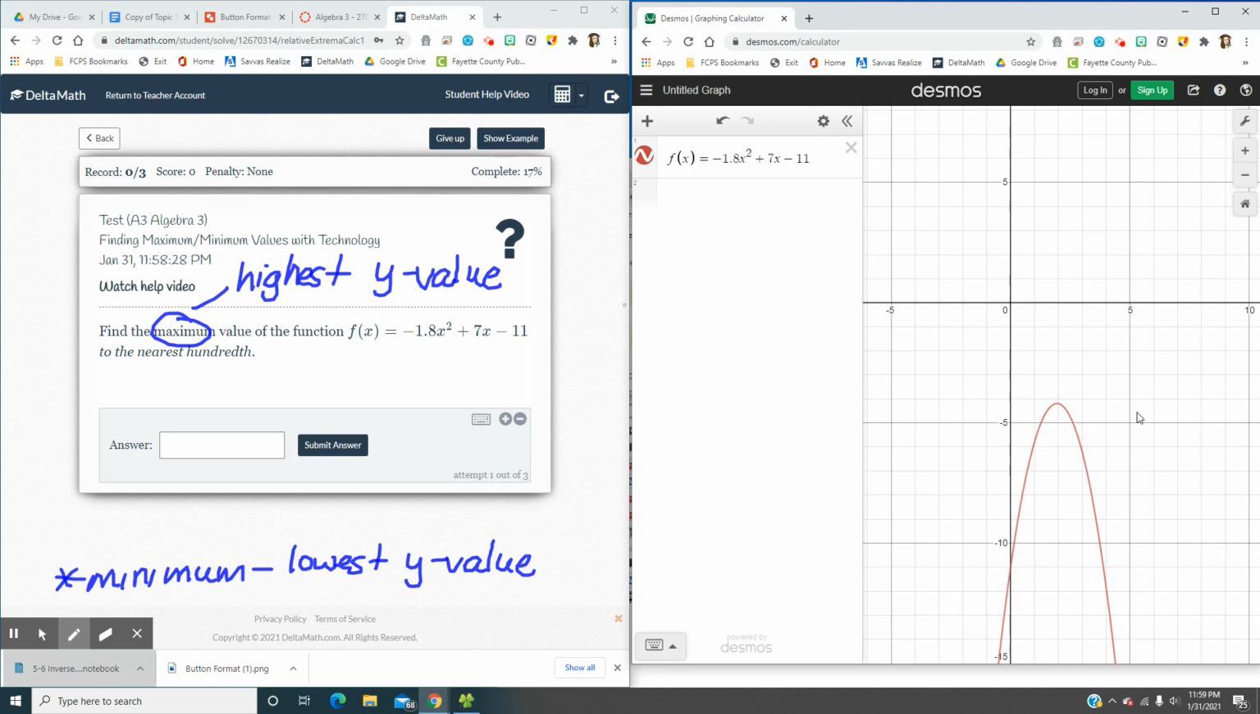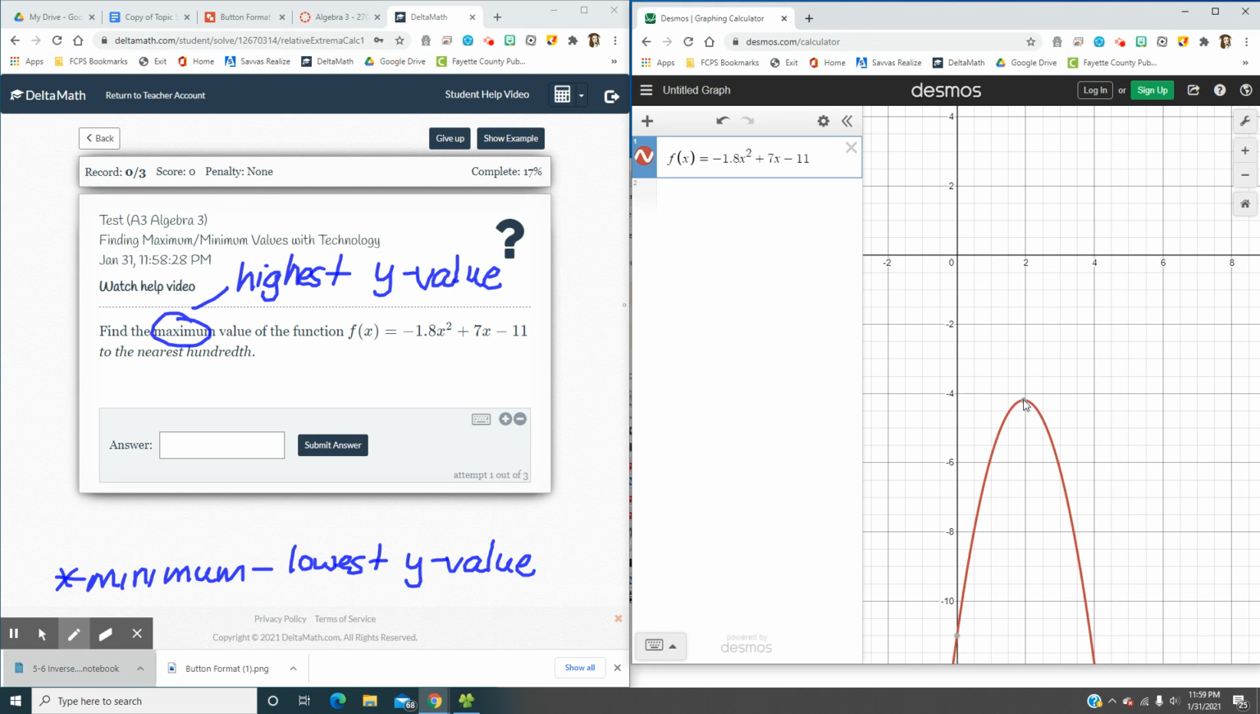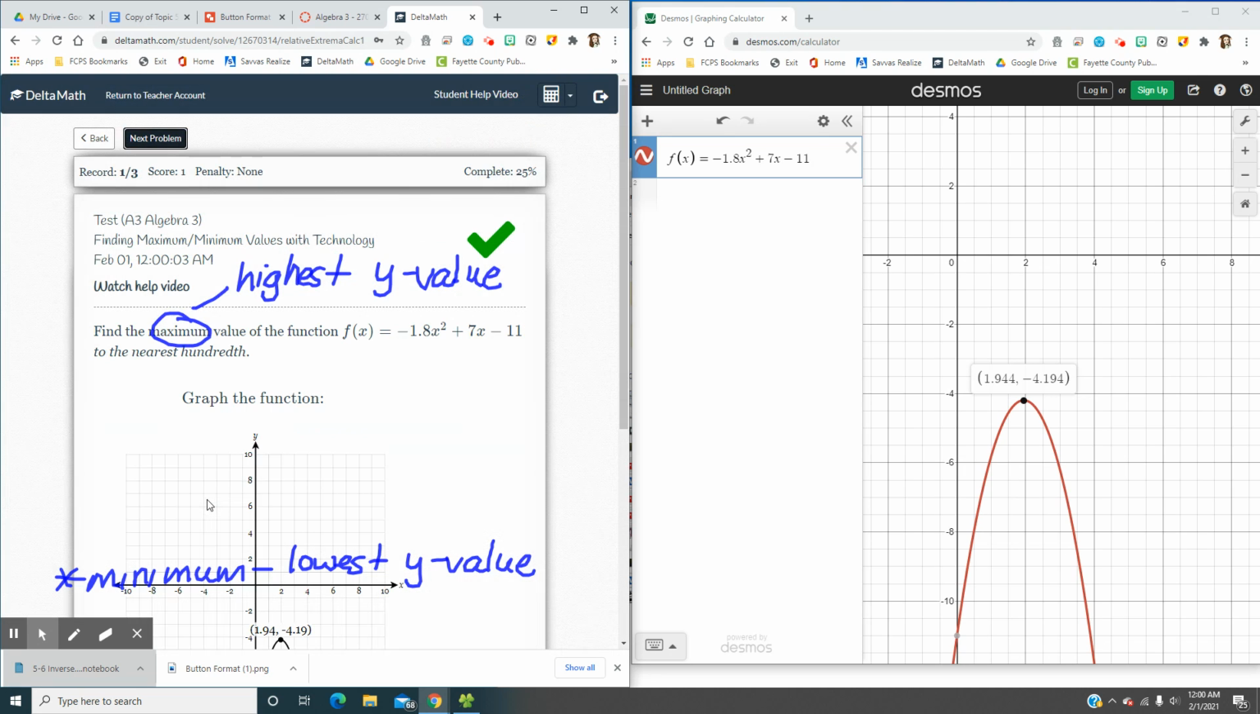But if I need more, I should on Desmos be able to just zoom in. All right, so my highest y value would be negative 4. Hundredth is 2, so 19. There we go.